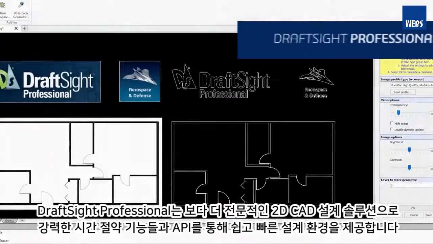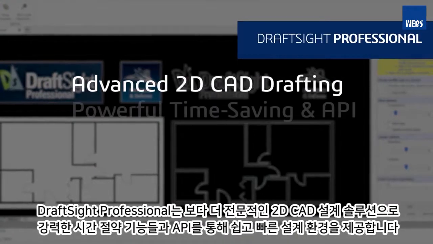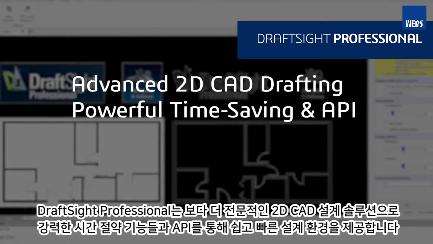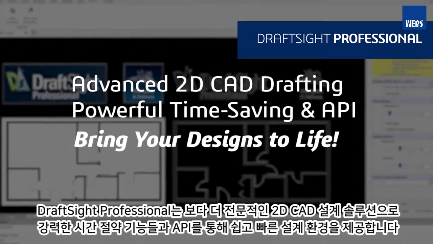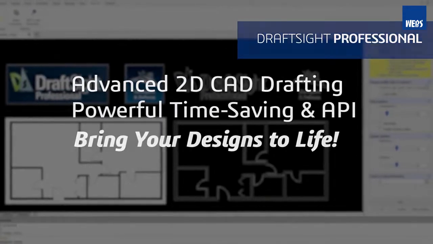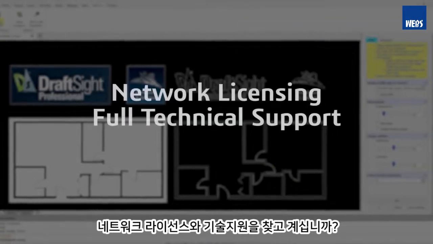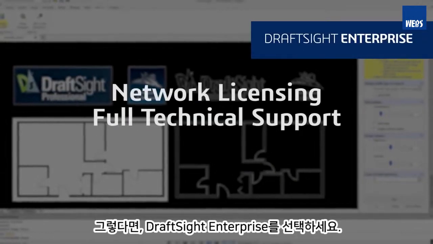DraftSight Professional is an advanced 2D CAD drafting solution with powerful, time-saving functionalities and an API to bring your designs to life quickly and easily. Looking to add network licensing and full technical support? Then choose DraftSight Enterprise.